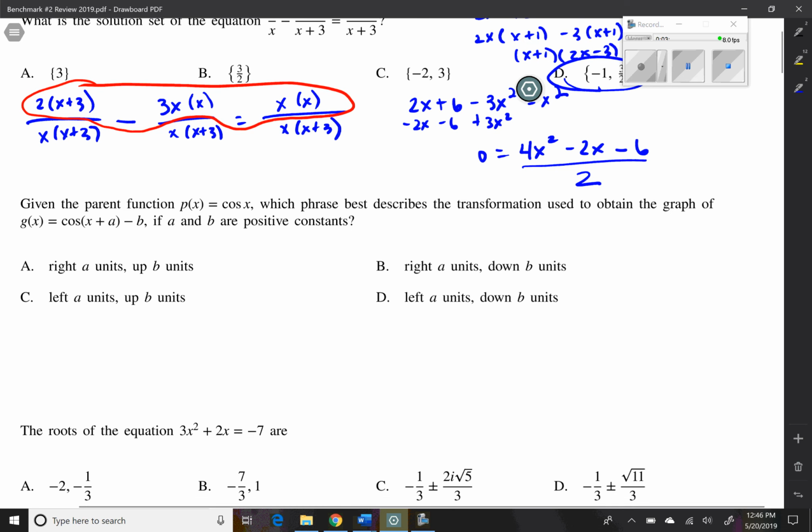The next one says, given the parent function cosine of x, which phrase best describes the transformation obtained to get to cosine of x plus a minus b? So to do this, we're going to go left and down. I know that because the plus a is inside of the function, so it's going to act oppositely. And then minus b is outside of the function, so that's going to act like normal. So we could say choice D here.